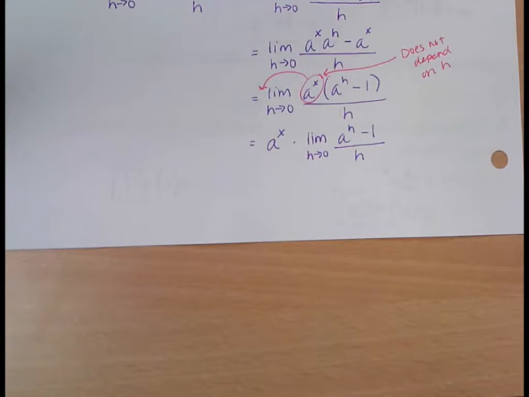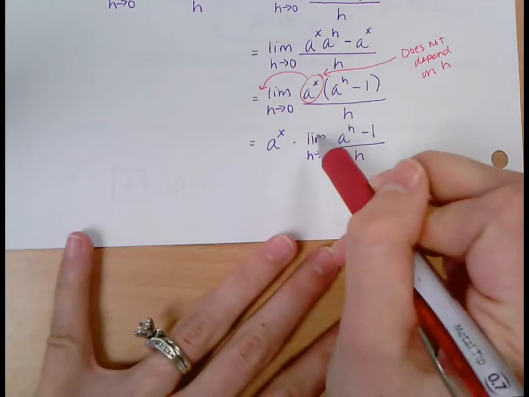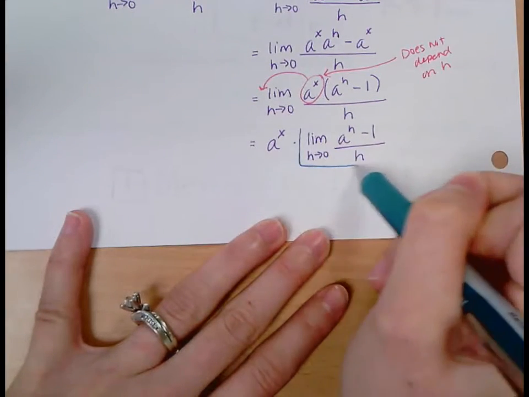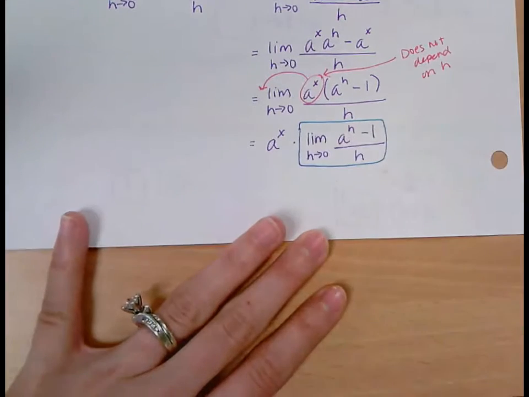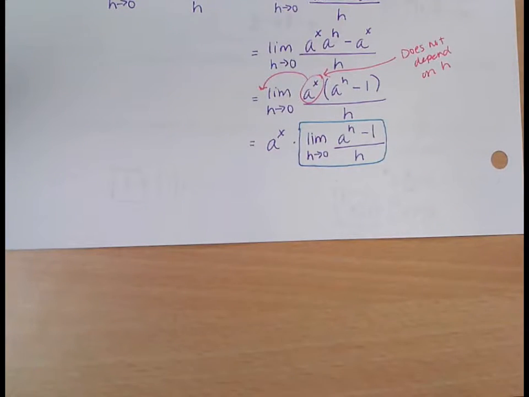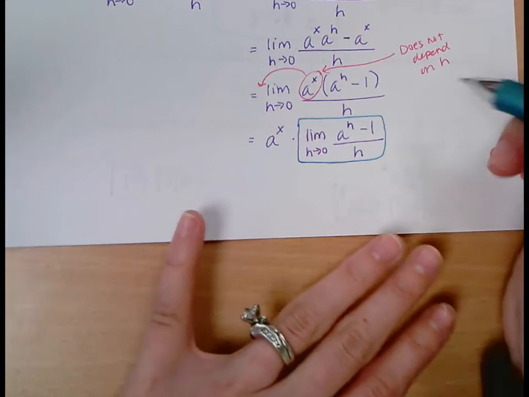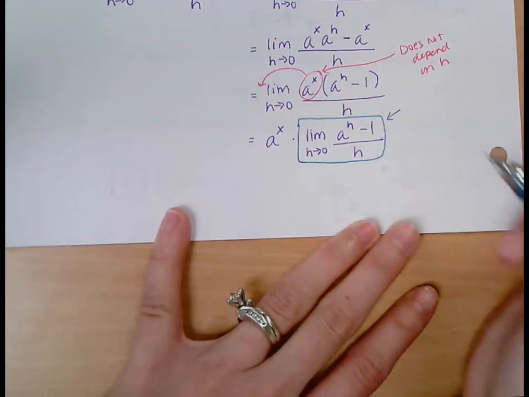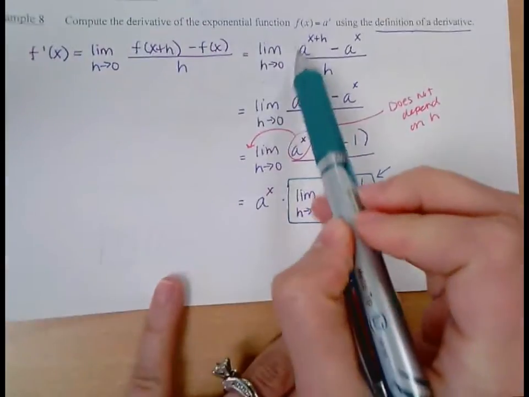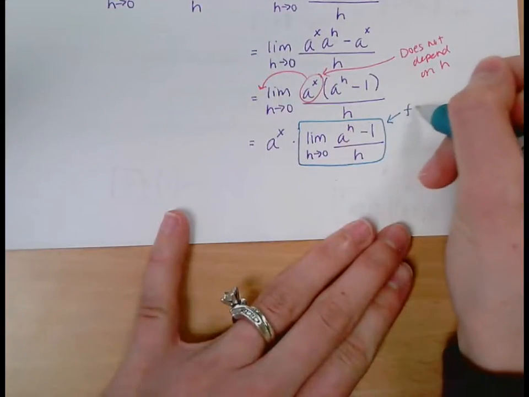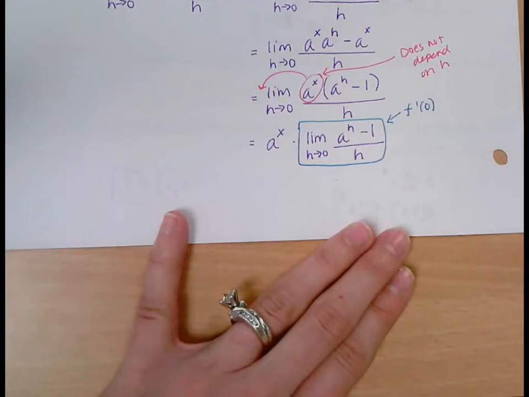And then from here, actually I might use a different color. This limit represents the derivative at a specific value. So again, this is all building with a proof. Not that I'm just telling you to do this on your own. This is actually, if f of x is a to the x, this limit represents f prime of 0. And I'm going to show you why.